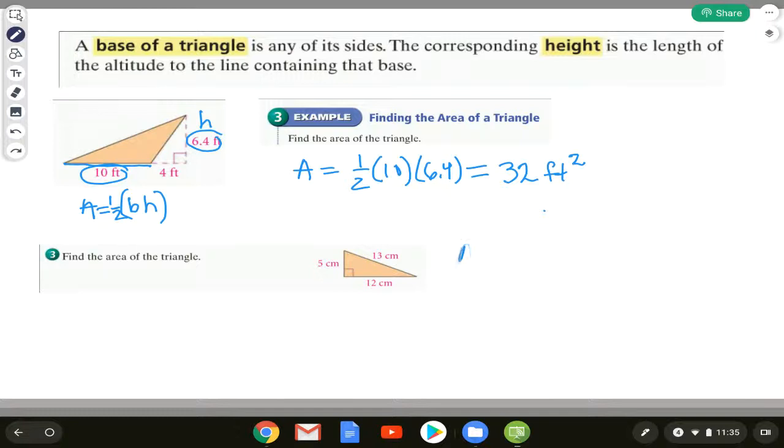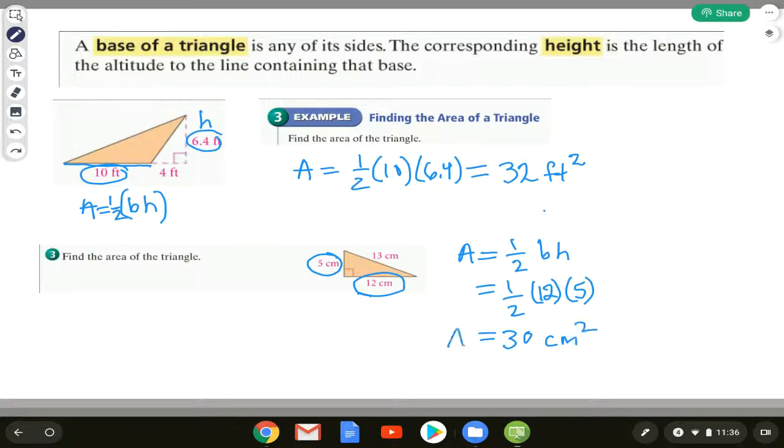Okay, on this one we have a right triangle, so you could either use 12 centimeters as your base and 5 centimeters as your height, or you could look at it sideways and think of 5 centimeters as your height and 12 centimeters as your base. But we don't have any altitude drawn to the 13 centimeter side, so we can't use that side. So this will be 1/2 times, I'm going to use 12 for the base, and then times 5. So half of 12 is 6, times 5 is 30 centimeters squared.